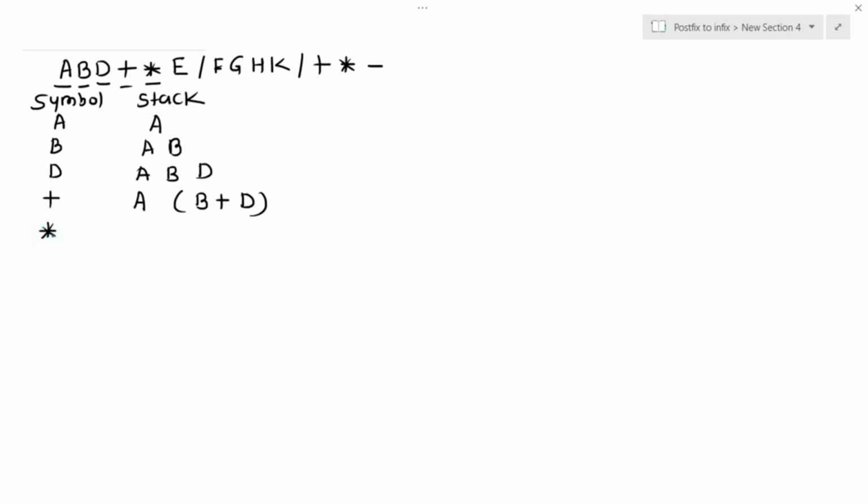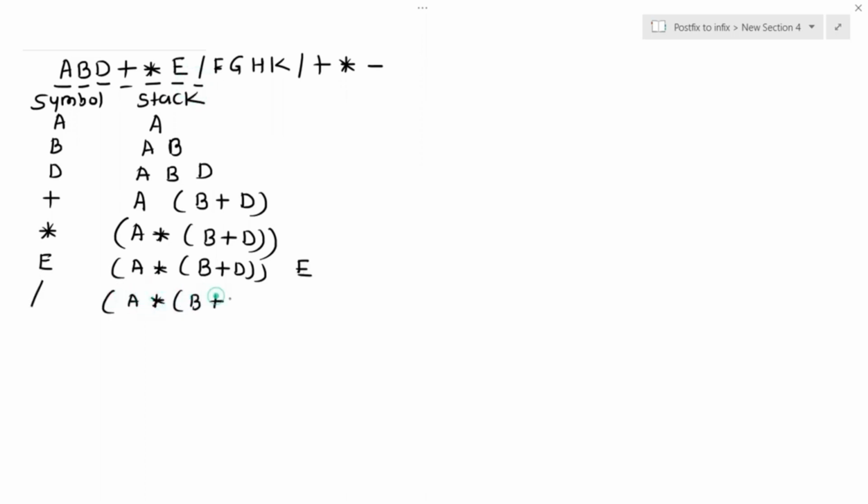So we have only two operands, one is A and second one is B plus D. So here write down A multiplied by B plus D. Keep it inside the bracket. The next one is E. So here we have as it is A multiplication B plus D and the second operand is E. The next symbol is division. So here we have A into B plus D division E. So again we are going to keep it inside the bracket.